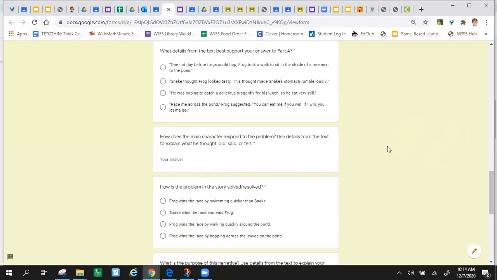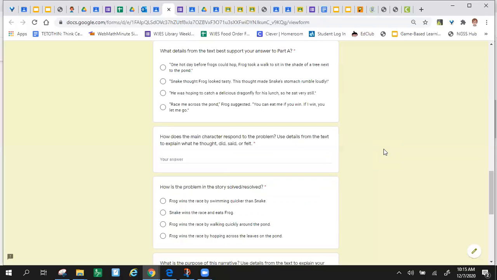All right, and then the next one says, how does the main character respond to the problem? Hey, this sounds exactly like one of our things that we've been really working on in the essential parts of a narrative. That's that arrow, right? How does the character respond to the problem? So go back to the story, reread where you need to reread and say, what does the character do about this problem? And then you need to say details from the text to explain what he thought, what he did, what he said, or what he felt.